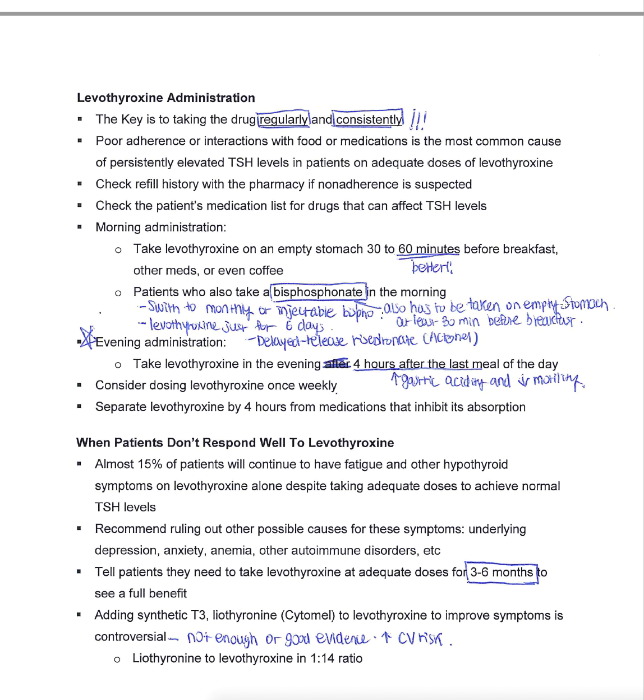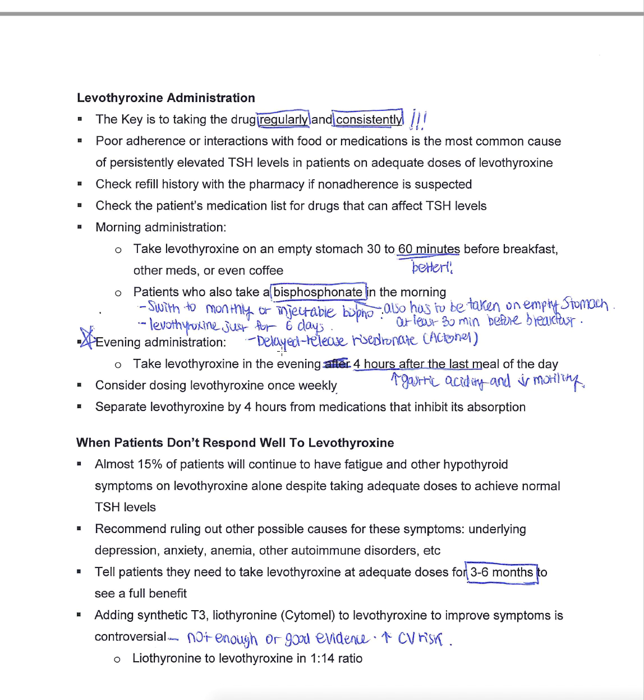Some strategies: usually bisphosphonates are taken once weekly, but you can consider even switching to monthly or even an injectable one that's given once a year. So there is less interaction or confusion in how to take it. Or sometimes another strategy can be to take levothyroxine just for 6 days and skip the day when you have to take bisphosphonate. Remember, levothyroxine has a really long half-life, so this can be an okay strategy.